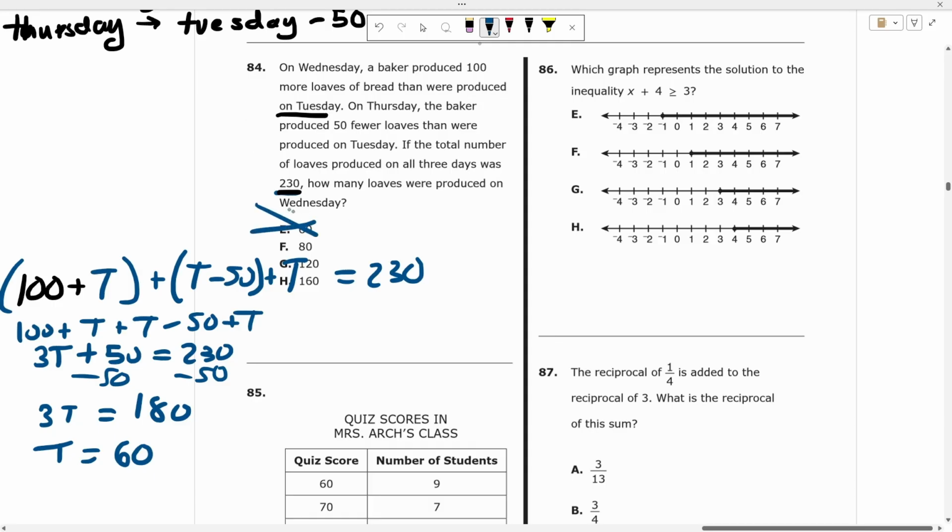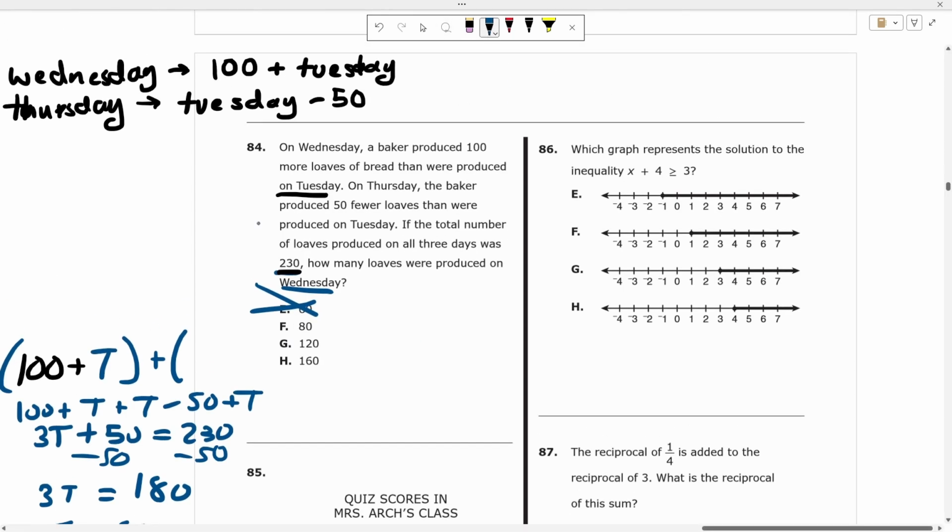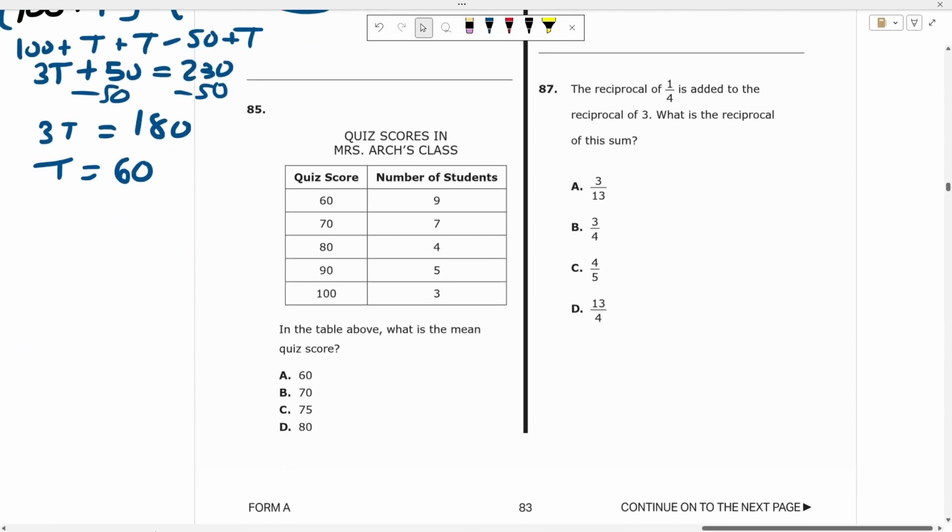The answer is not going to be 60 because they're asking you for how many you produced on Wednesday. So if we produce 60 loaves on Tuesday, and the problem says that Wednesday is equal to 100 plus Tuesday, and we did 60 on Tuesday, it means that the amount of breads that we made on Wednesday is going to be 160, or 100 plus the 60 that we did on Tuesday.